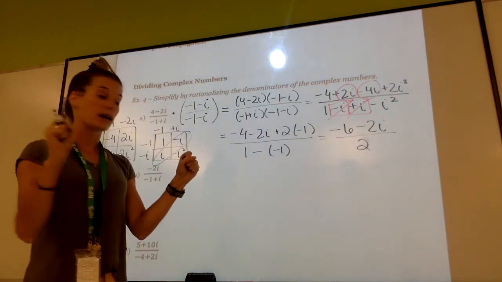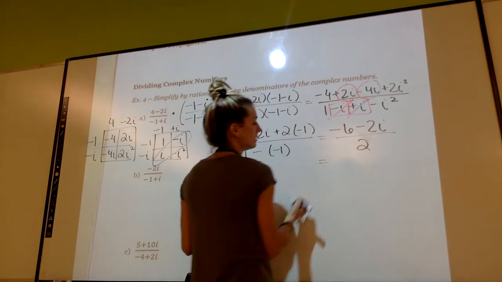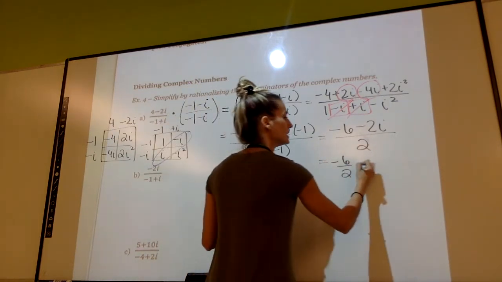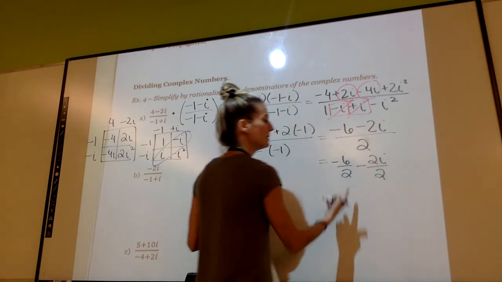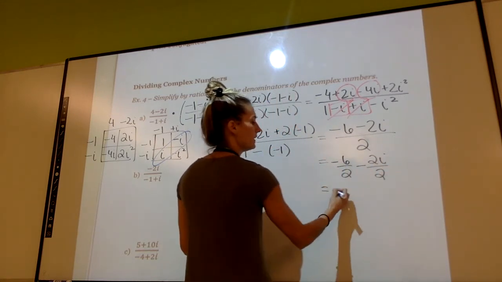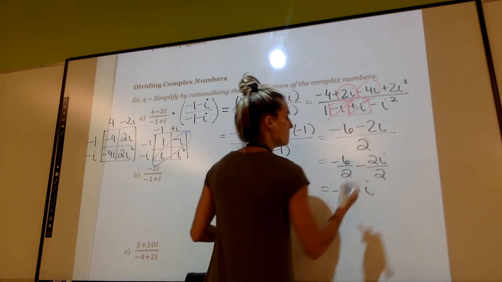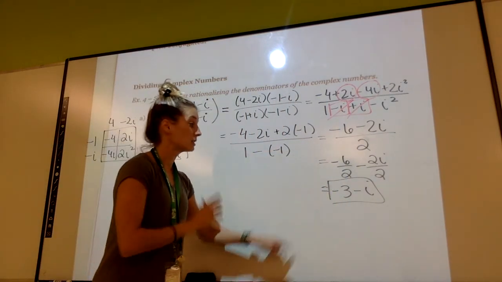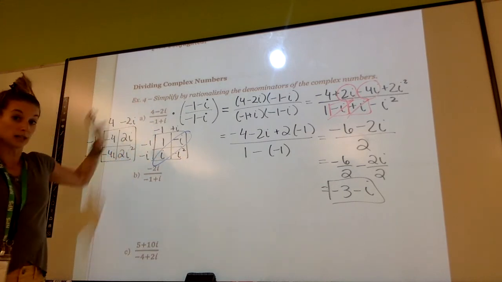Break it apart, all right? So we want to distribute, I guess not so much distribute, but we want to break this into two different expressions. Denominator under both pieces. And you finally get -3 minus i as your final solution. So that's what you get when you divide these two complex numbers.